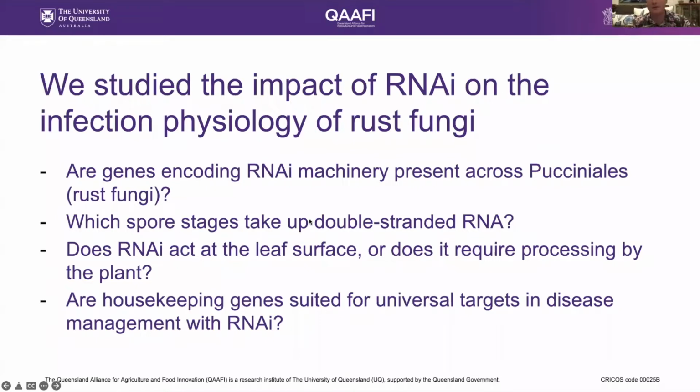We wanted to look, so rusts have complicated life cycles. We wanted to look at which spore stages we could target with double-stranded RNA to trigger that RNAi pathway. We wanted to look at where RNAi acted when it was on a leaf and what it did to the rust as it was trying to penetrate a leaf in an infection.